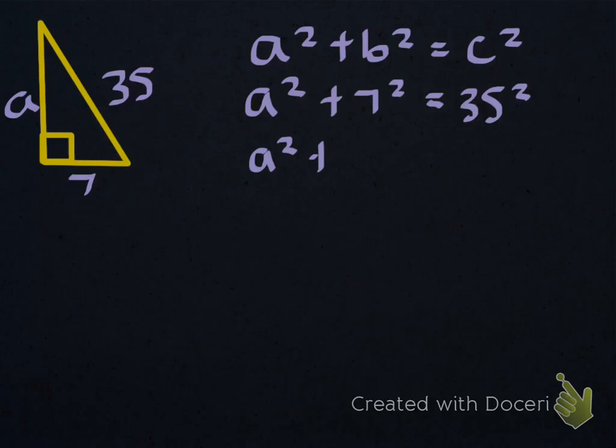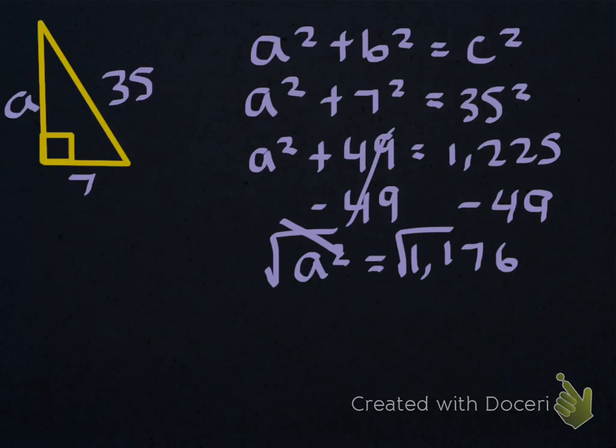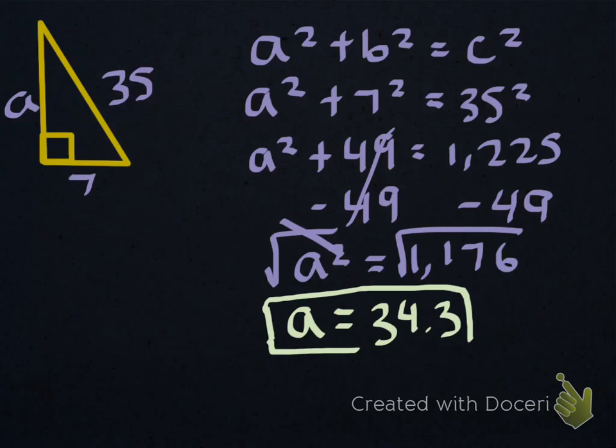Okay, so when we solve, we get a squared plus 49 equals 1,225. You have to subtract 49 from each side, and you get a squared equals 1,176. You find the square root, and you get a equals 34.3 when you round to the nearest tenth.